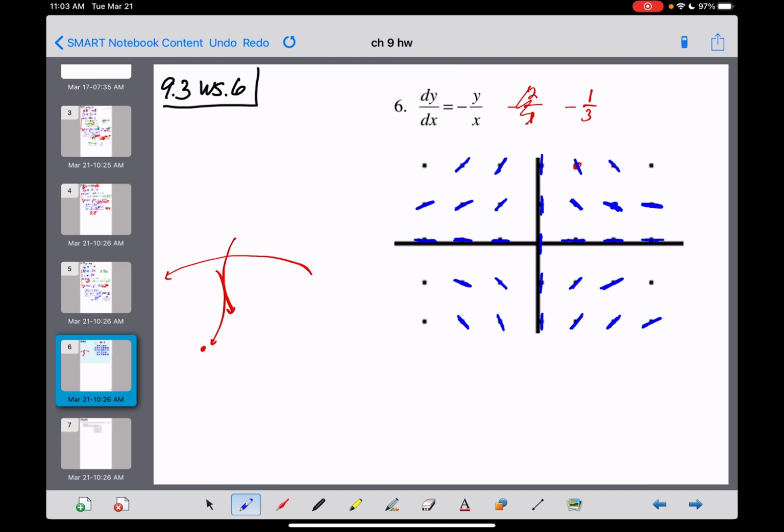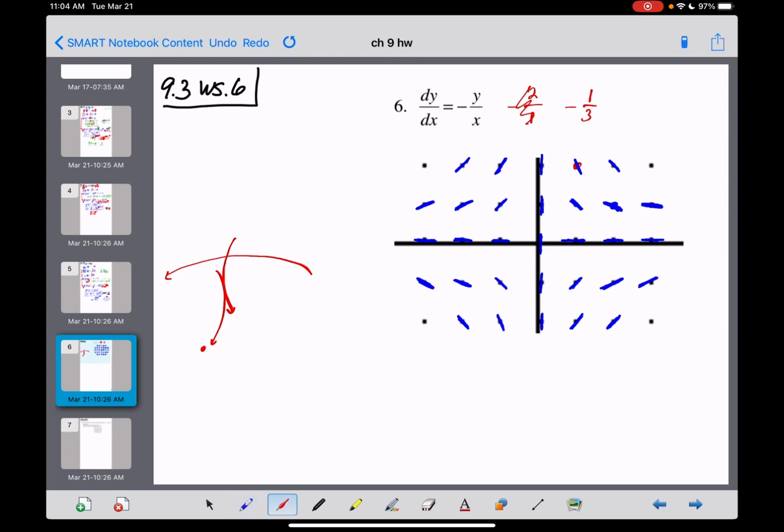And down below it, everybody, oh, wait a minute. I drew that in the wrong spot. Sorry about that. That should have gone right there. Okay, other than that, I think we were good. And then this one down here is going to be a negative 1/3 as well.